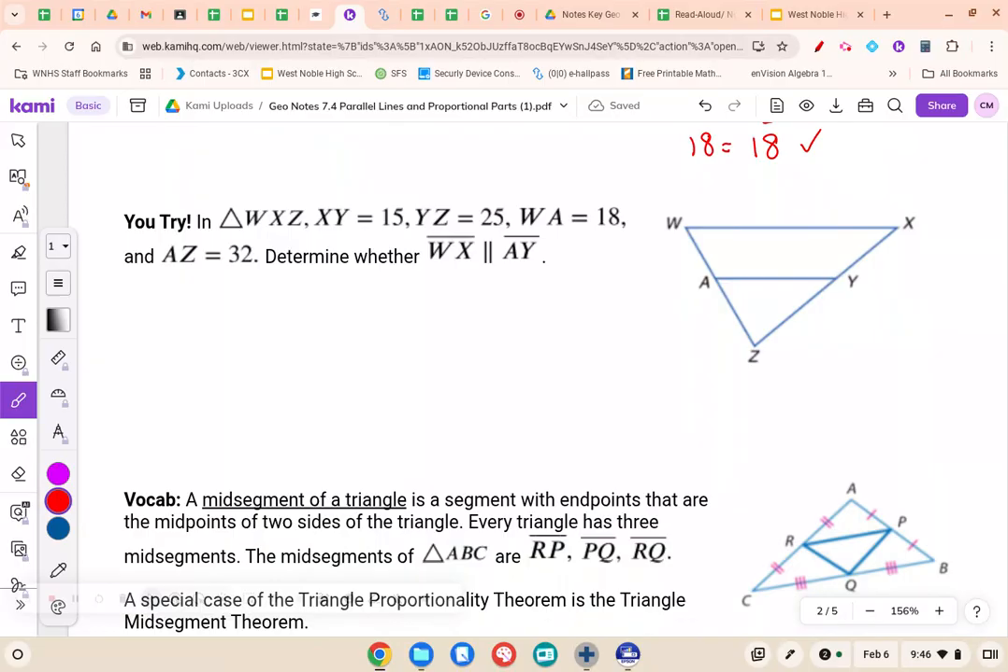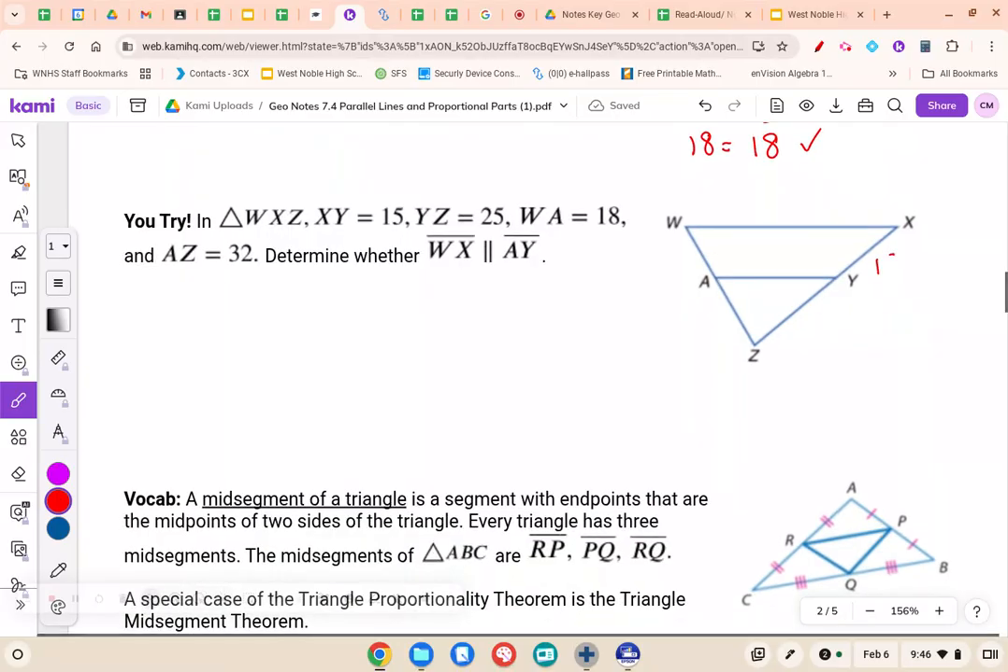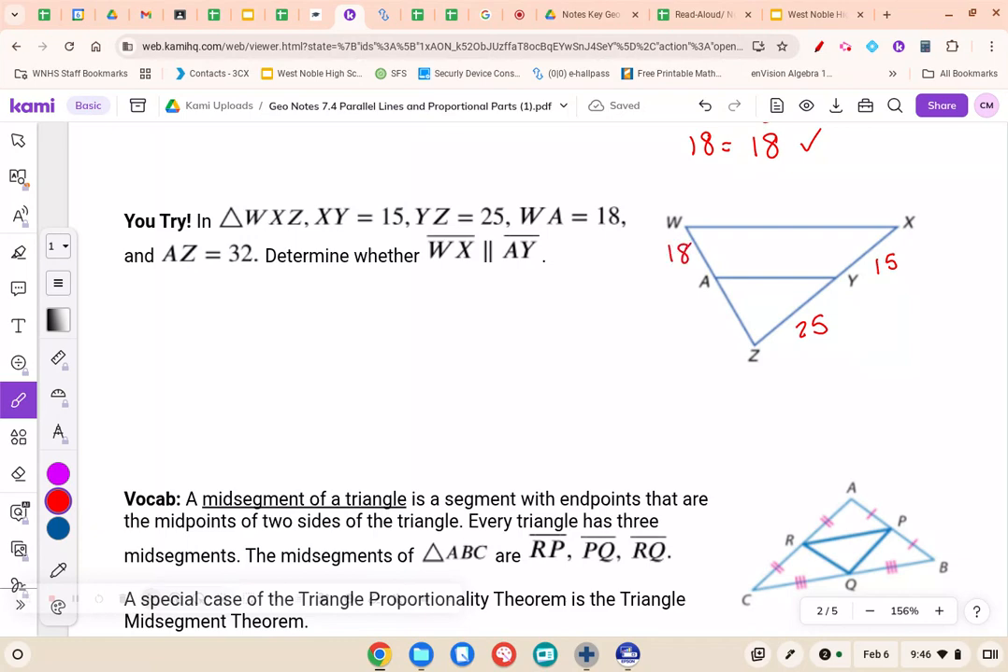Okay, so we know these things. XY is 15. YZ is 25. WA is 18. AZ is 32. We're trying to determine if these segments are parallel. So what we want to do is cross multiply. So I'm going to say 32 over 18 equals 25 over 15.